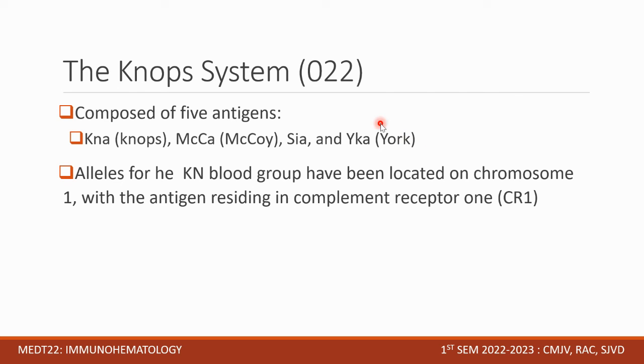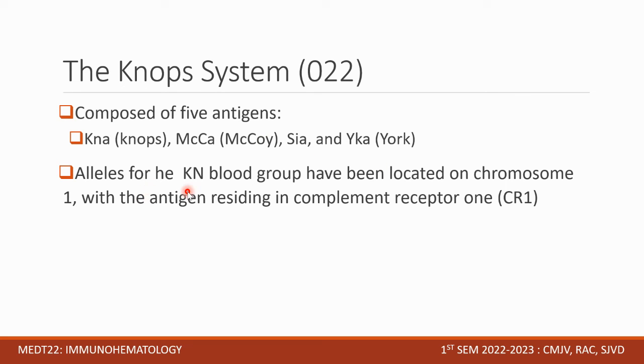The KN system, composed of 5 antigens. We have the KNA, McCoy, SL, and YK or York. That's 1, 2, 3, 4. One is missing, so please insert here KNA and KNB. It also has KNB. That makes up the 5 antigens of the KN system.